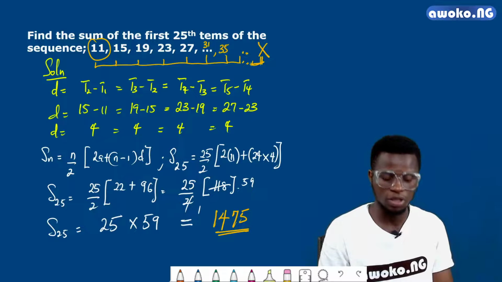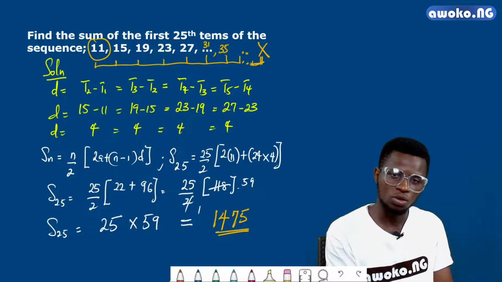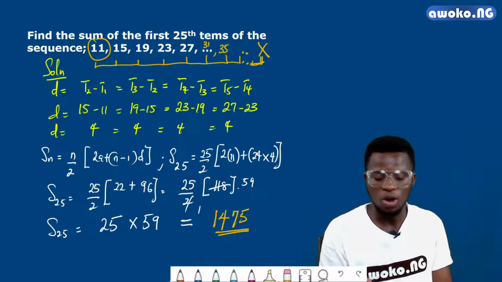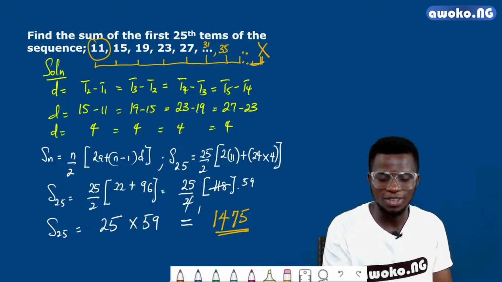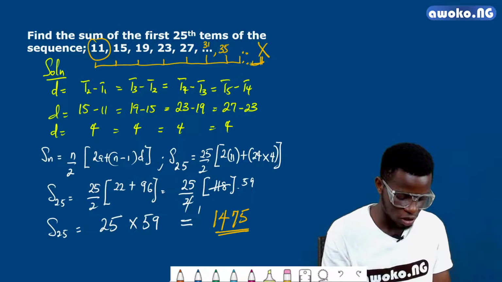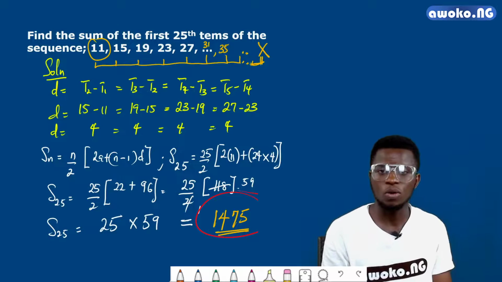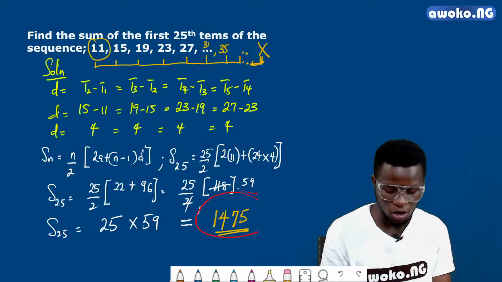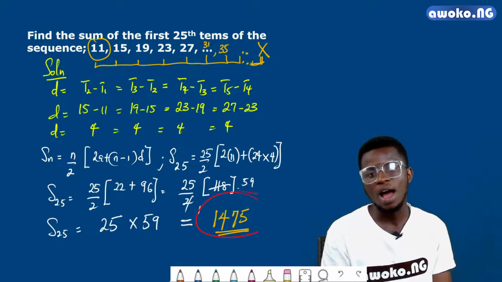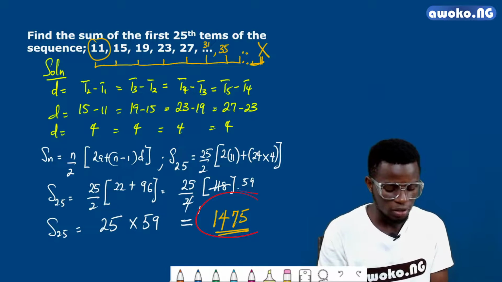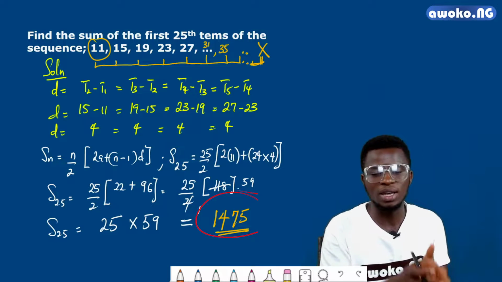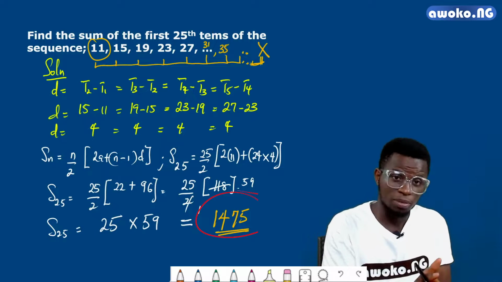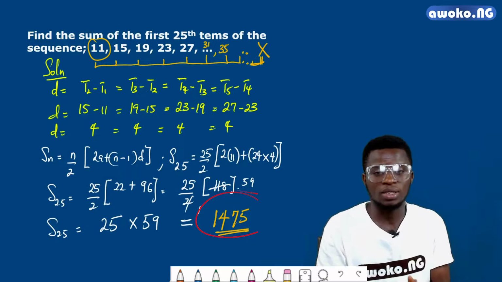1475. If you doubt me, just take your time to list out all the 25 terms of this particular sequence and begin to add them one after the other. When you get to the 25th term, then your answer should be equal to 1475. If it is not equal to 1475, then you are wrong at some point. So this formula is actually used to shorten the long process involved in adding the terms in a particular sequence.